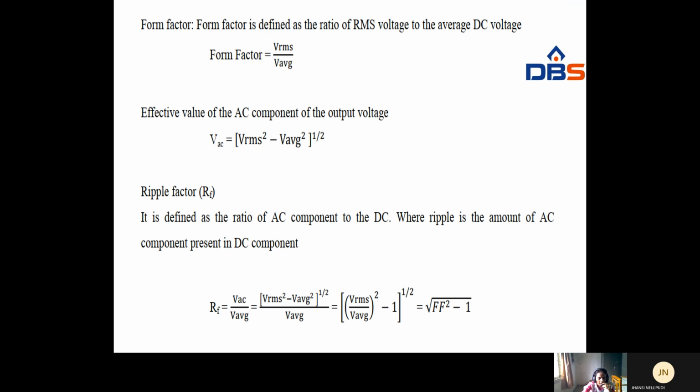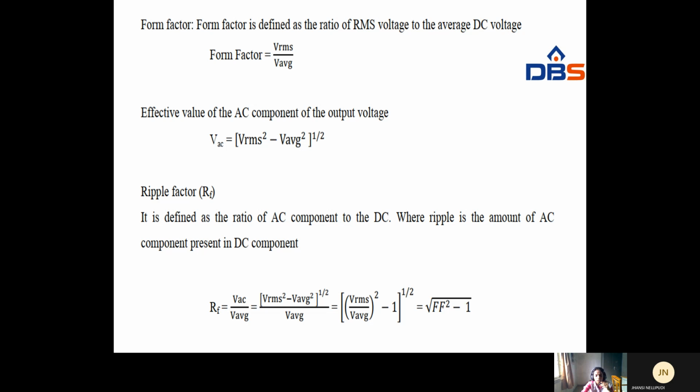Next, form factor. Form factor is defined as the ratio of RMS voltage to average voltage. So form factor equals VRMS by V average. The effective value of the AC component of the output voltage, VAC, equals VRMS square minus V average square, whole power 1 by 2.